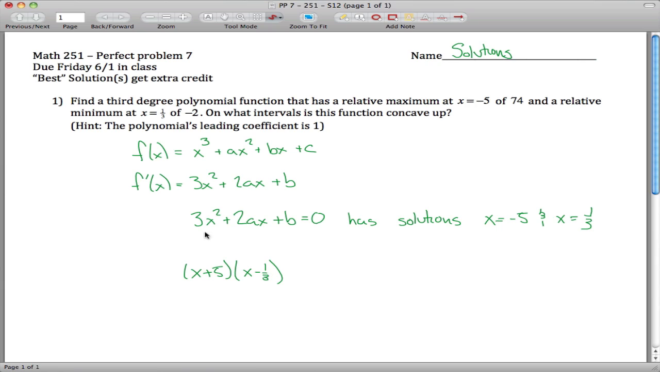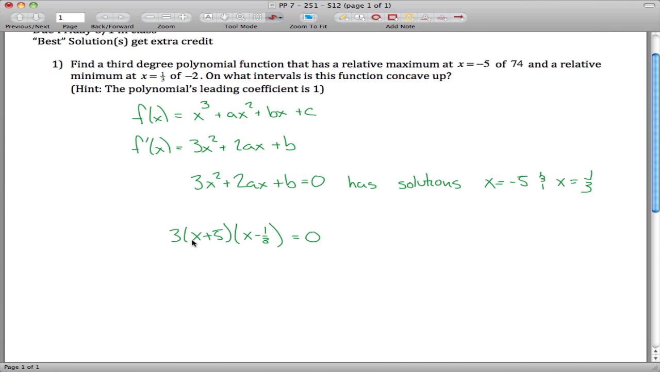But there's a problem. This times this won't give us something whose leading coefficient is 3. So what we need is a 3 out in front here to get this 3 here. And now when you multiply these together, we will see what our derivative is. So x times x, so we get 3 times x squared, plus 5x minus 1/3 x minus 5/3. If you FOIL out these two, and then if you take the 3 and distribute it through, you get 3x squared plus 15x minus x, 3 times 1/3, minus 5.